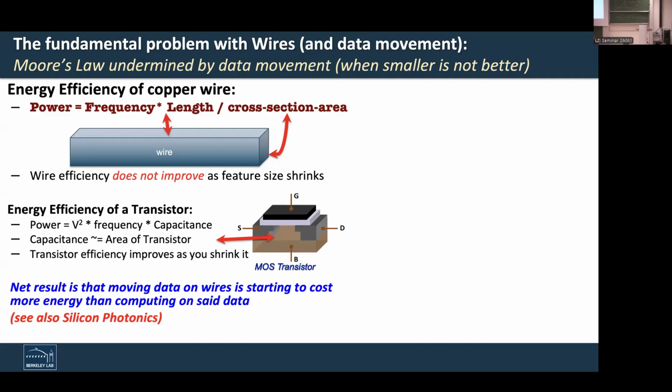The problem is the wires. The wires, when you get it smaller, the length will shrink, cross-section area shrinks, but the power does not shrink. The wires don't get better when you make them smaller because the resistance goes up when you make it smaller. And that's the fundamental problem.